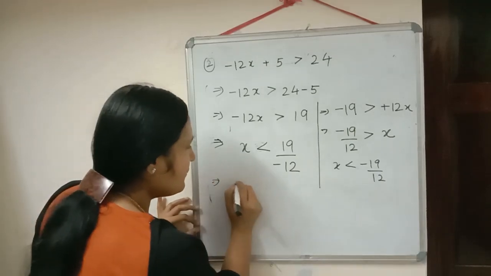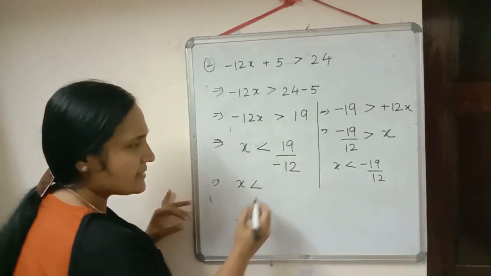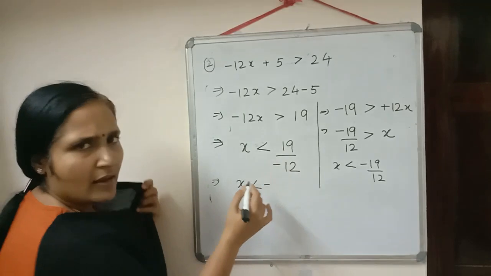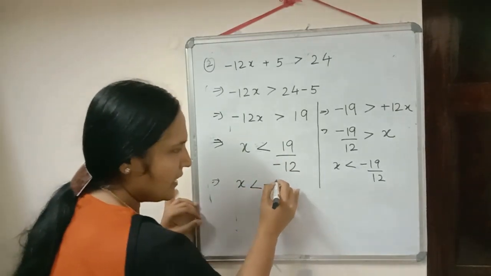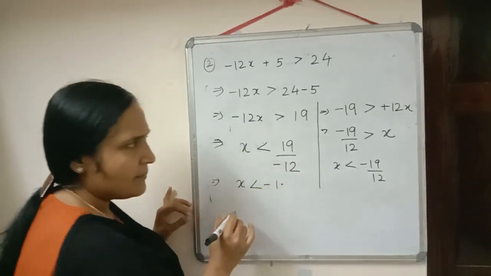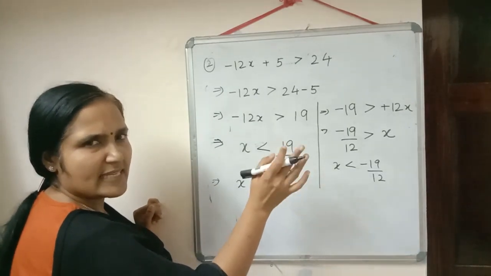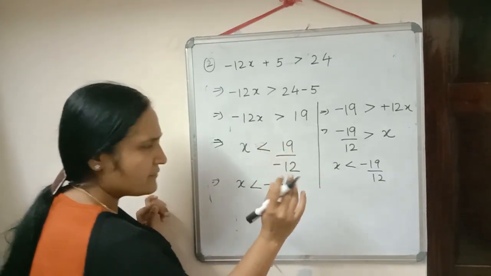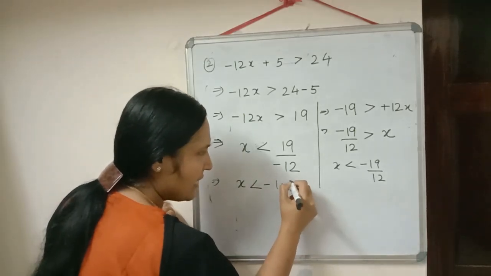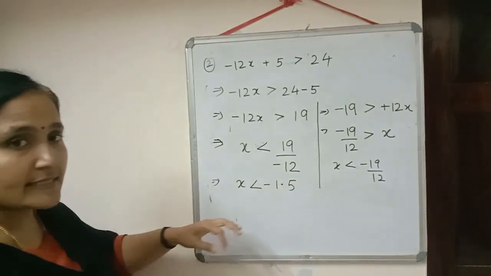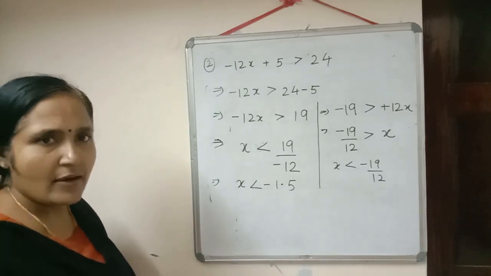So we can just convert it into decimal there. X is less than minus 19 by 12. 12 ones are 12, correct? Point, 1 point. Now 19 minus 12 will be 7 there. 12 sixes are 72. So 12 fives are. Approximate value we are writing. X is less than minus 1.5.